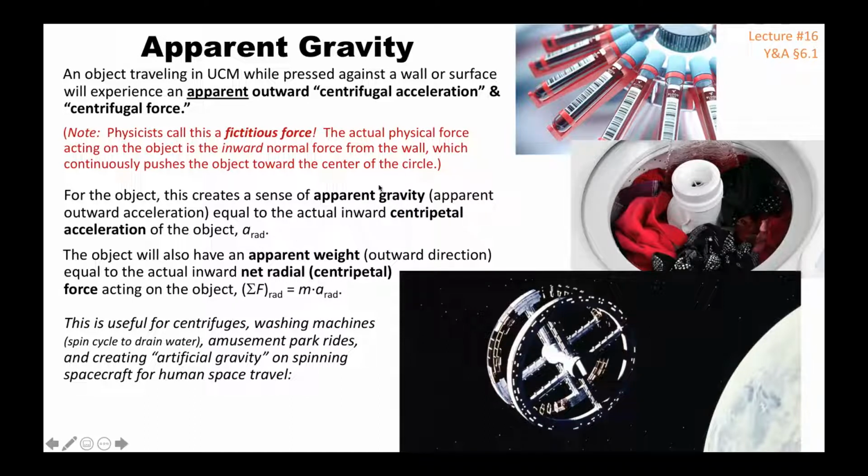The object thinks it feels an apparent gravity outward from the center of the circle, in other words, centrifugally, but the real-life acceleration of the object is actually inward toward the center of the circle, centripetally. The apparent weight that the object seems to feel is the same thing. It's equal in strength to the net radial force acting on the object inward, but in the object's frame of reference, it thinks that that apparent weight is outward.